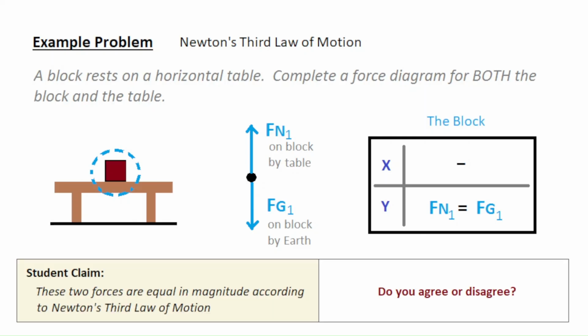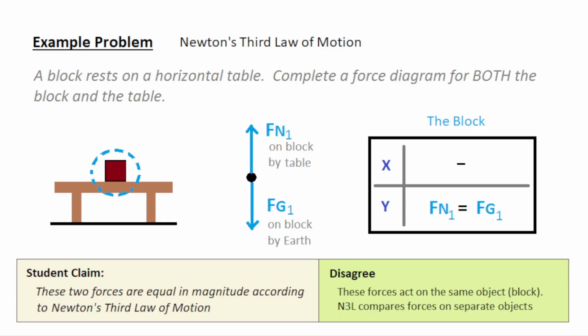Maybe there is a student observing this force diagram, and they make the following claim. These 2 forces are equal in magnitude according to Newton's third law of motion. Do you agree with this claim or disagree with it? Well, for this scenario, you would want to disagree. These 2 forces act on the same object. Notice both act on the block. Newton's third law compares forces that act on separate objects, so we would need to analyze one force that acts on the block and another force that acts on a different object.